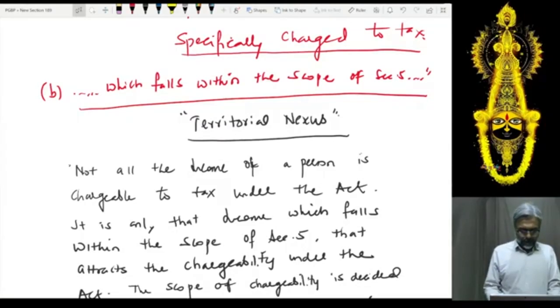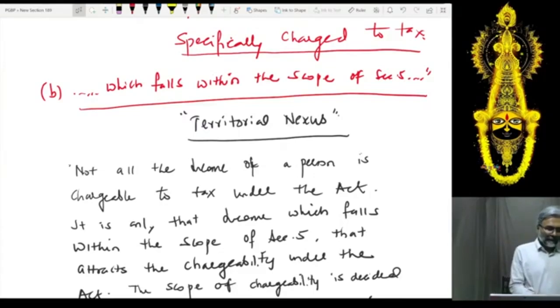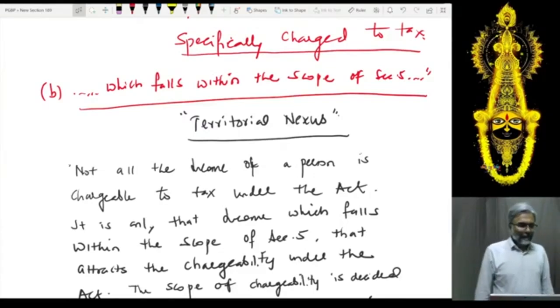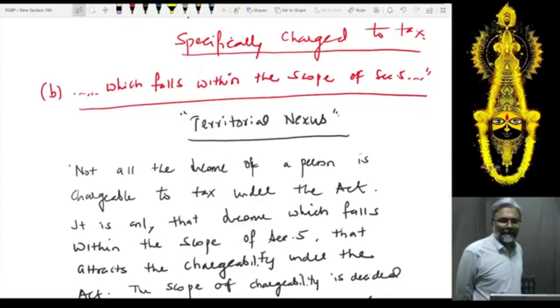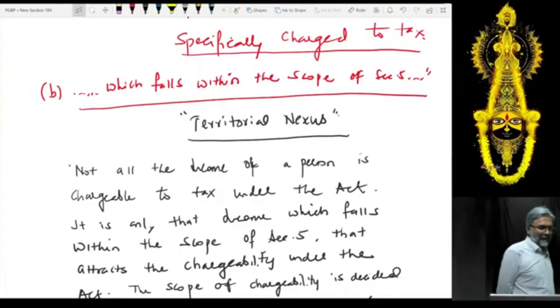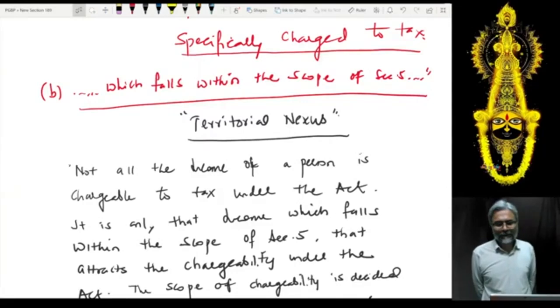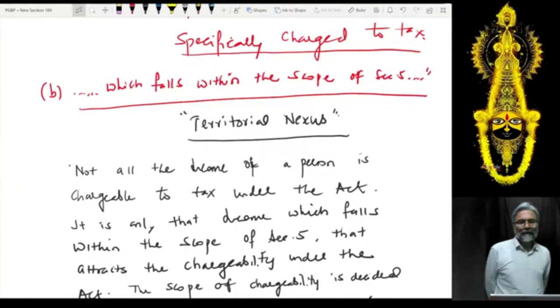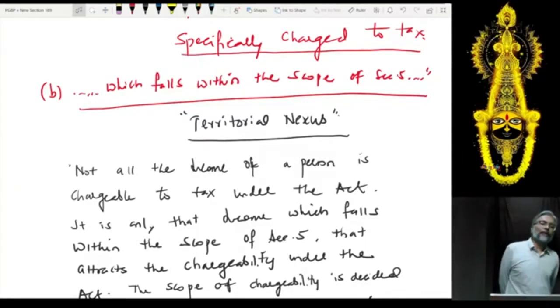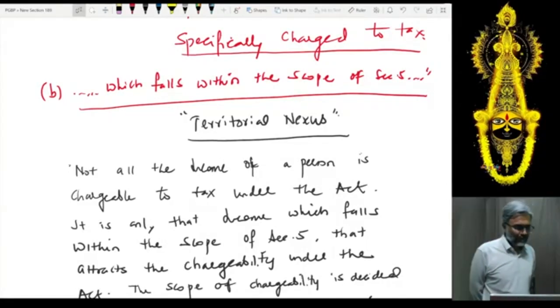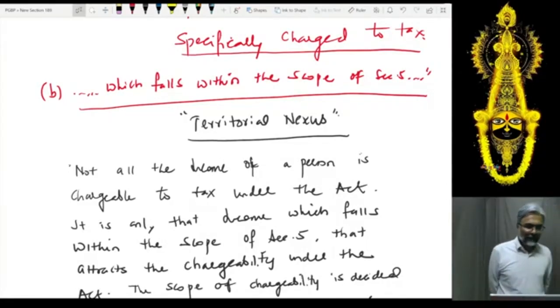Comma, one of the criteria is the existence of the territorial nexus.